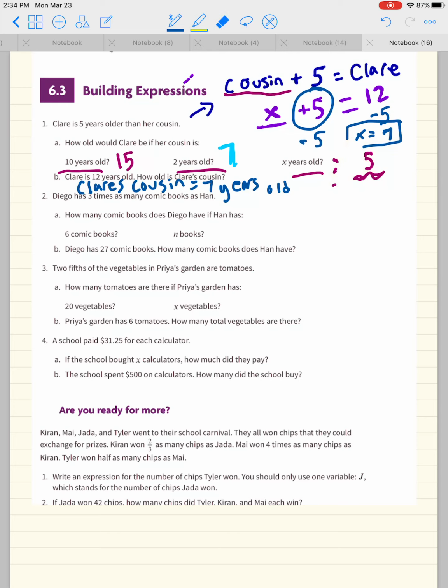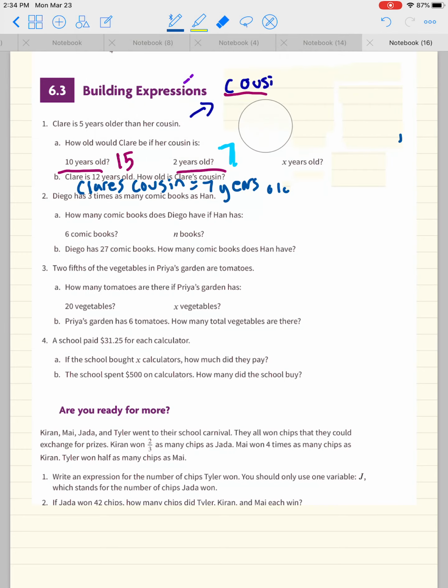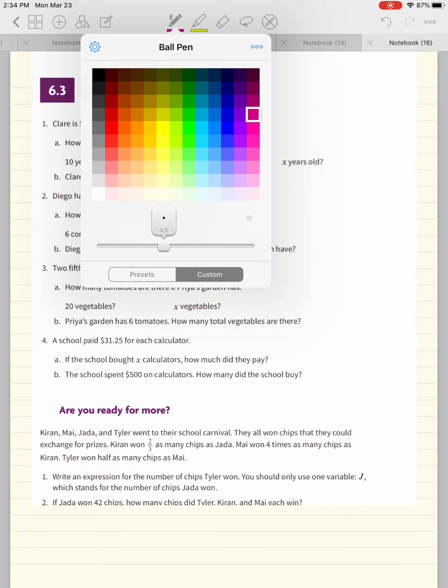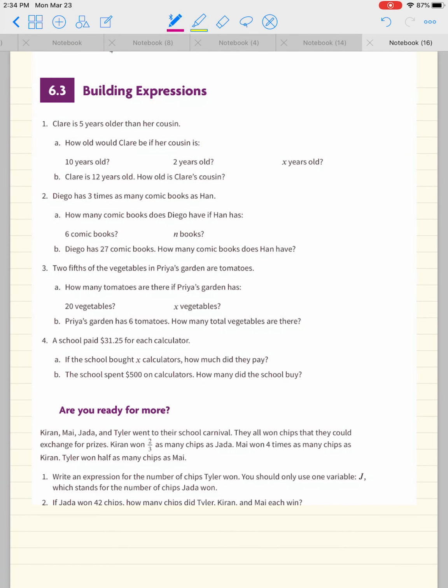All right. Let's go ahead and look at the next one together. Diego has 3 times as many comic books as Han. Okay, so I'm going to make a note right here. Diego times 3 equals Han. How many comic books does Diego have if Han has 6 or N?